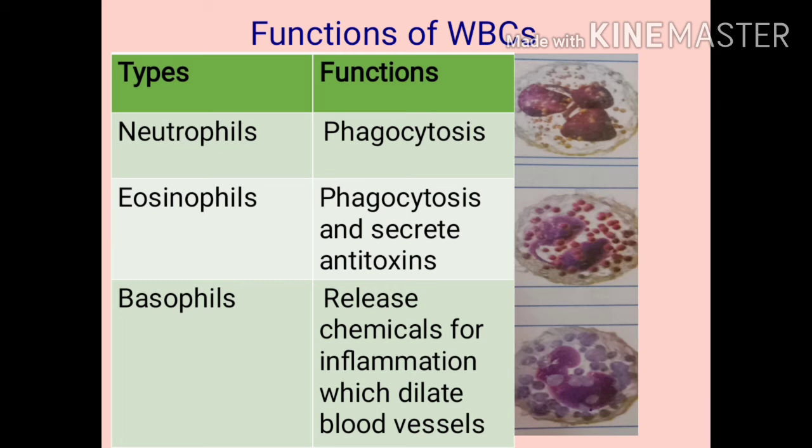Basophils release chemicals for inflammation which dilate blood vessels. Inflammation is localized infection characterized by redness, pain, swelling. Basophils have nucleus with indistinct lobes.